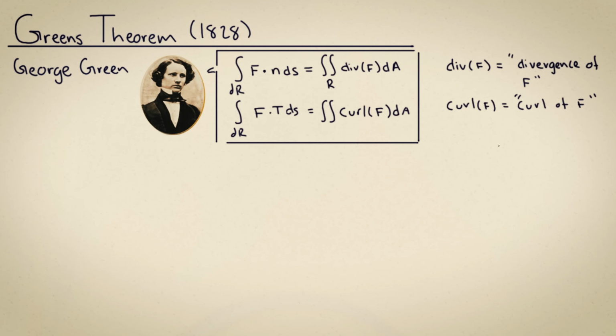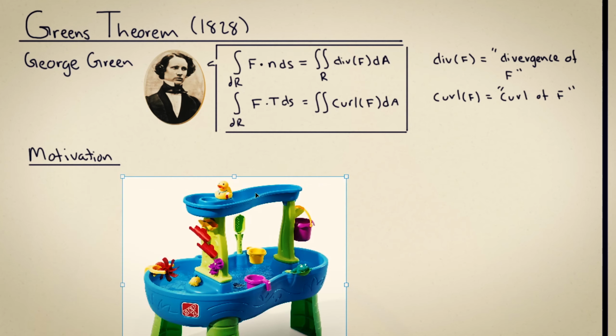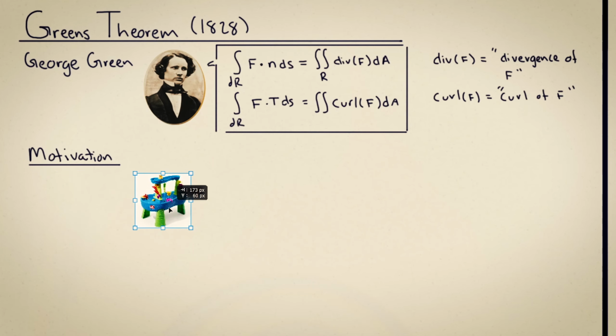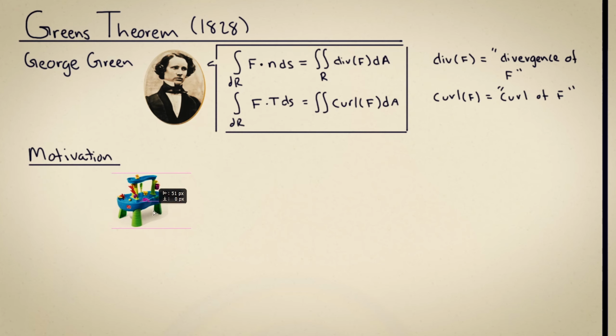The statement is about calculating flux and flow by using the divergence and curl. A vector has two components, magnitude and direction. So when you ask, how is a vector field changing, you could be asking, how is its magnitude changing, or how is its direction changing?